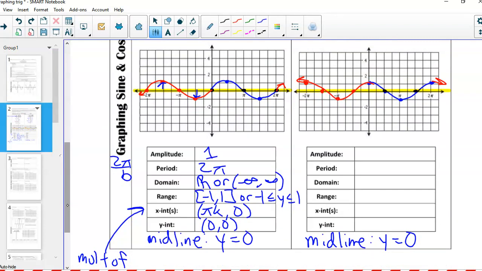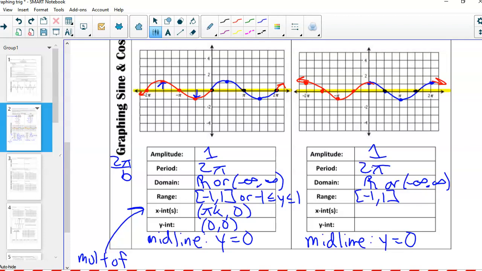What would the amplitude of your cosine function be? 1. So if there are no vertical stretches or compressions, it should always be 1. Your period, still 2 pi. So if there's no b, those won't change. Your domain, still all real numbers. Your range, negative 1 to 1, still the same.